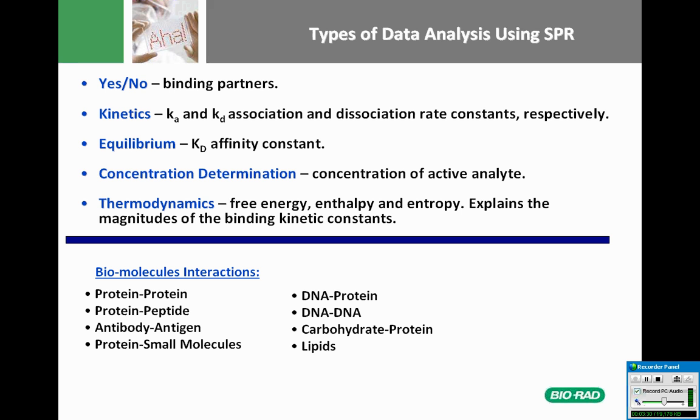This is mainly important for biopharmaceutical companies which manufacture therapeutic proteins, and they need to know the active concentration of their compound. Because it's a functional assay, it allows you to determine only the active concentration of it. You can also do thermodynamic analysis by measuring the interaction at different temperatures, and from there extract the free energy, the enthalpy and the entropy. These parameters explain or shed light on the magnitudes of the binding kinetic constants.